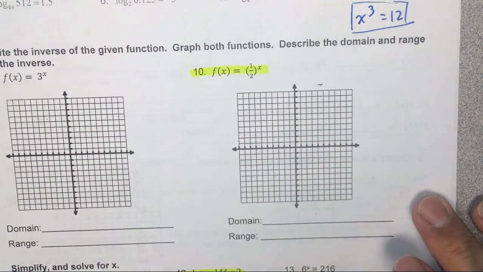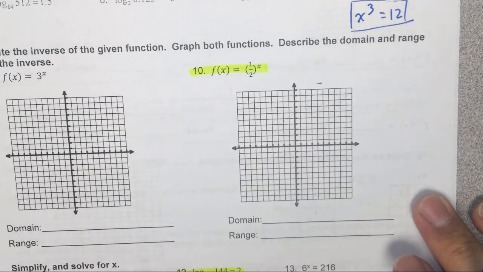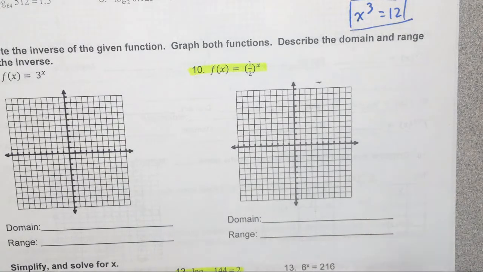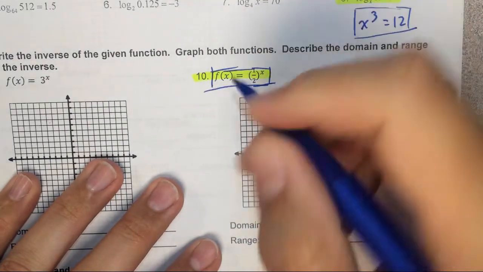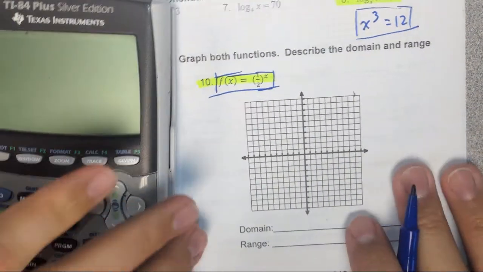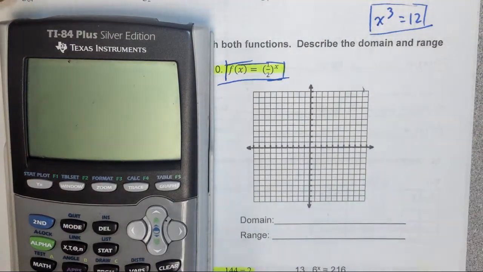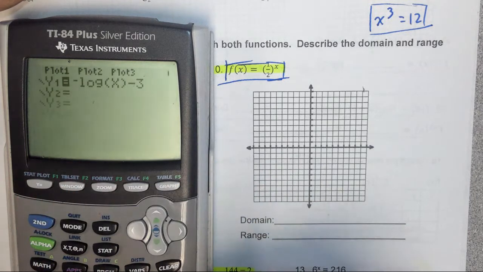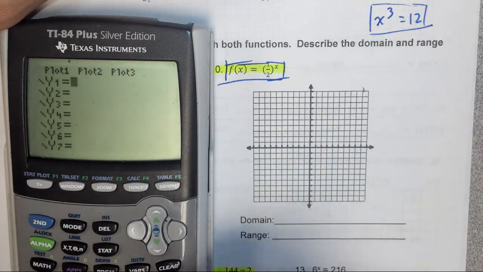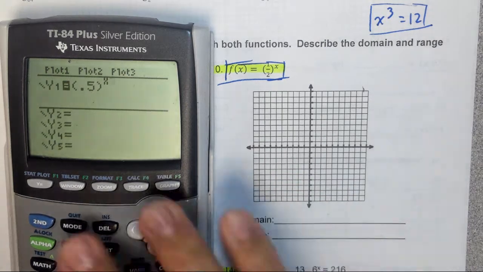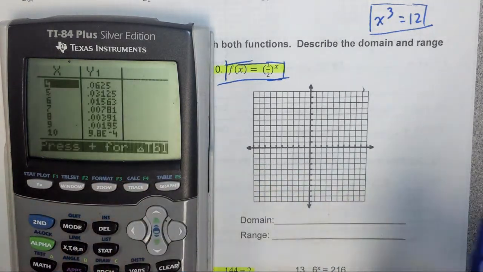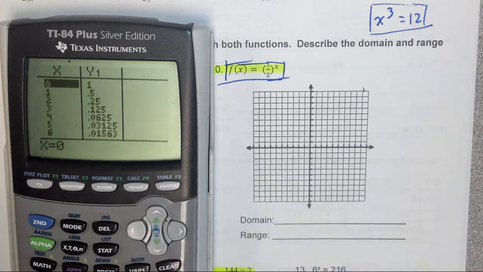Next, we're going to do number 10. 10 is a graph. We're going to write the inverse, and then we are going to graph the two functions. So first thing I want to do is graph this. I'm going to graph that in blue. I'm going to use the calculator. Just a quick refresher on how we graph in the calculator. So we're going to go to y equals. I'm going to clear it off, and I'm going to plug that in. 0.5 to the x power, and I'm going to go to the table. If I go to the table, I find points to graph.